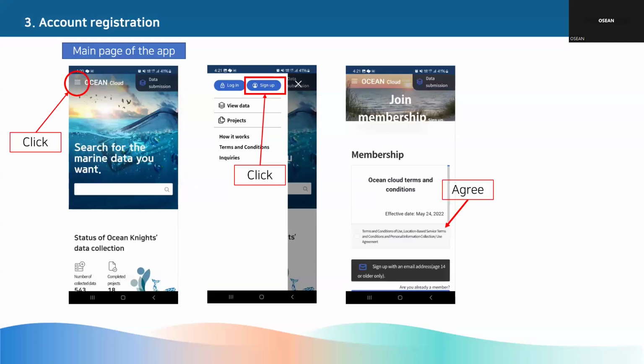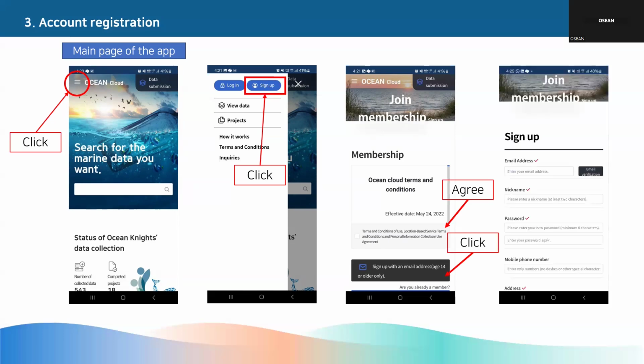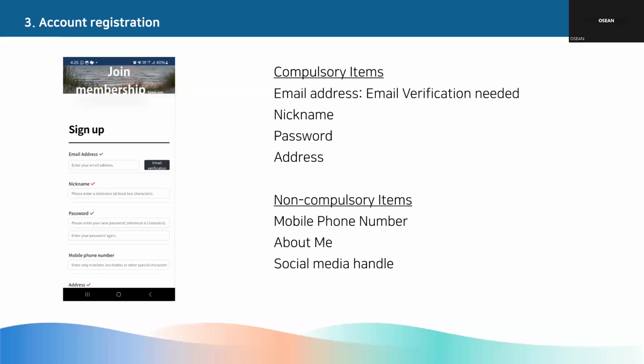You'll have to agree to the terms and conditions by tapping the square before the words terms and conditions. Once you have clicked that, click the sign up with an email address option and the sign up page will appear. Based on the South Korean criminal responsibility law, minors are not allowed to use this app. So if you are below the age of 14, please get a guardian to assist you with registering for this application.